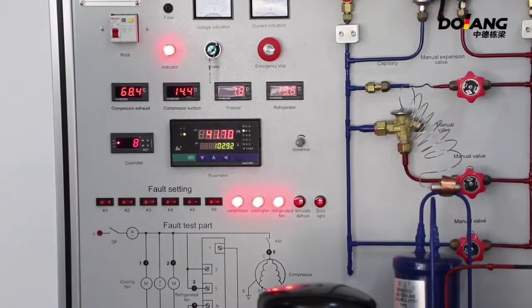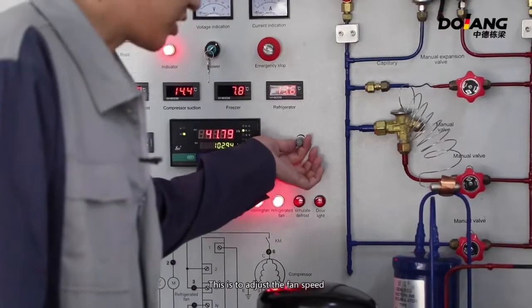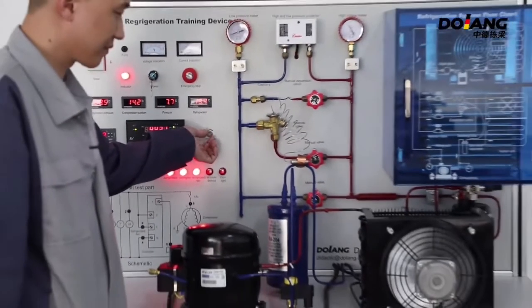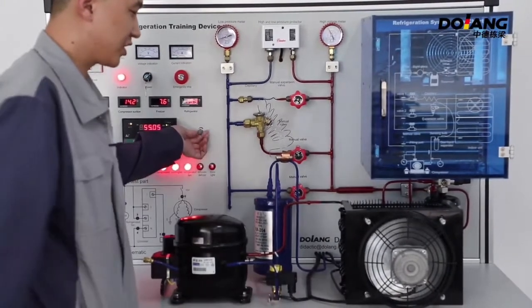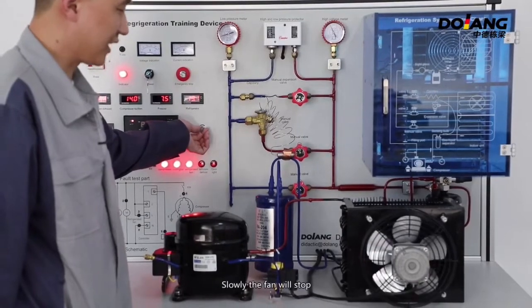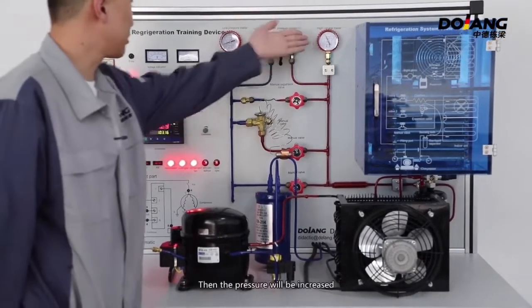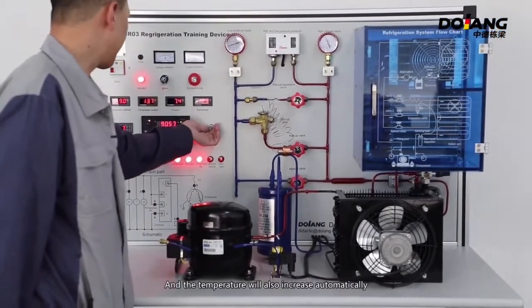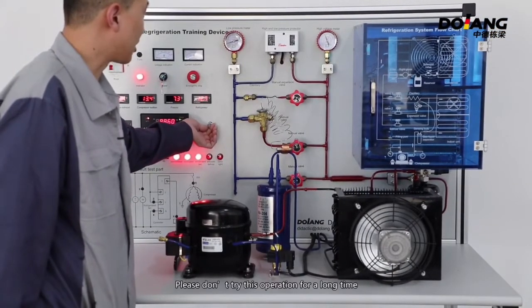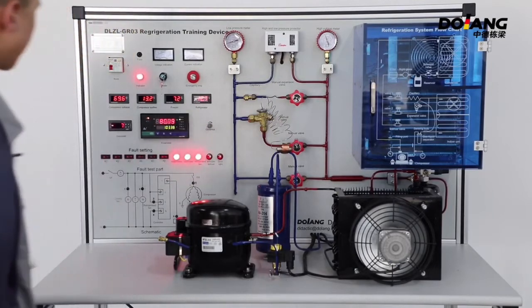This is to adjust the fan speed. We can see that the fan is rotating slowly now. It can also be judged by hearing. Slowly the fan will stop, then the pressure will be increased. And the temperature will also increase automatically. Please don't try to do this operation for a long time.